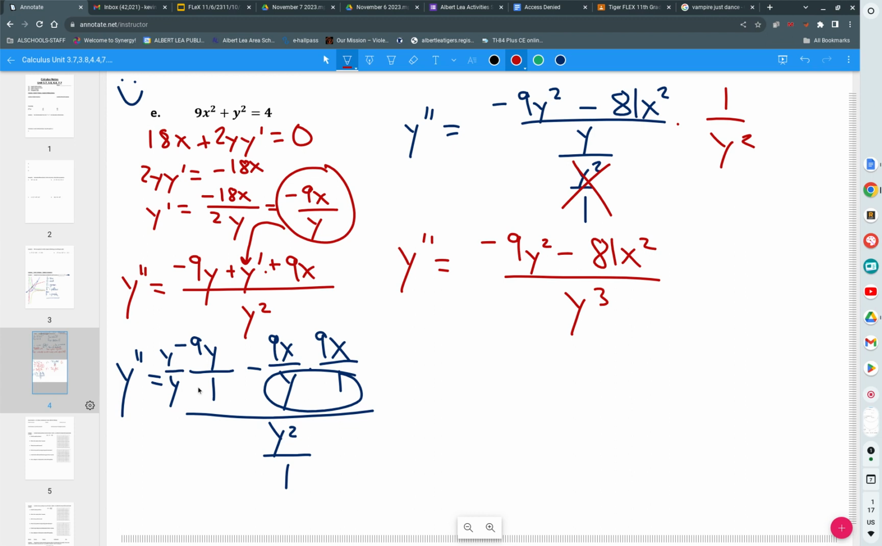Let me notice something at this point. Maybe it doesn't go anywhere, but maybe it does. Jordan is a little curious right now. She's saying, I see this negative 9 there. What if I factor out a negative 9? What are you left with if you factor out a negative 9 there, Jordan? Y squared plus 9x squared, right? All over y cubed.